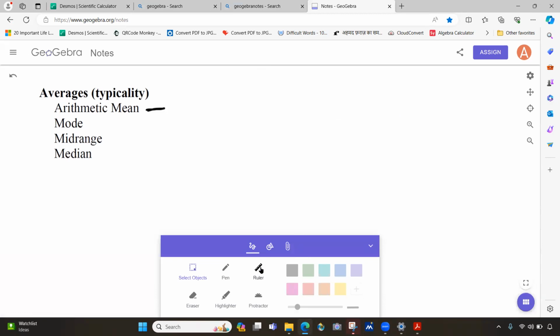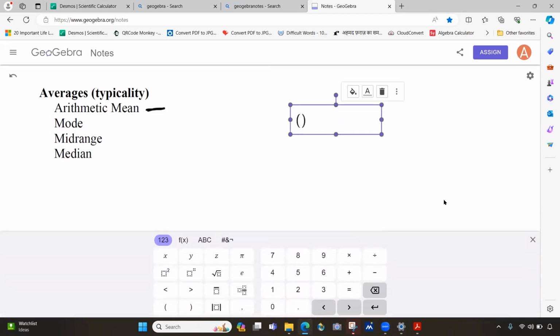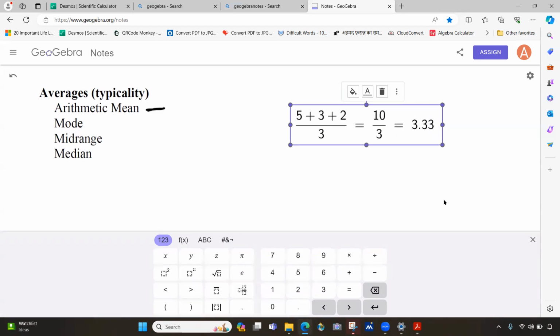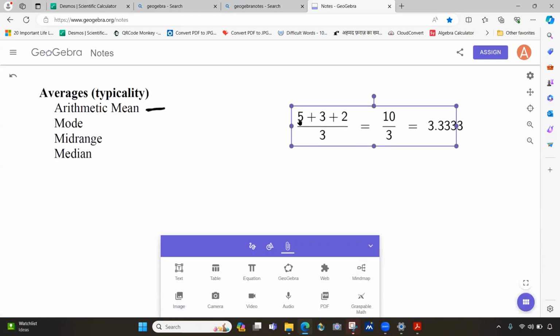Let's say the numbers are 5, 3, and 2. And I want to find the arithmetic mean of these three numbers. And that's going to be 10 over 3, which is equal to 3.333. Okay, that's the arithmetic mean of these three numbers, 5, 3, and 2.